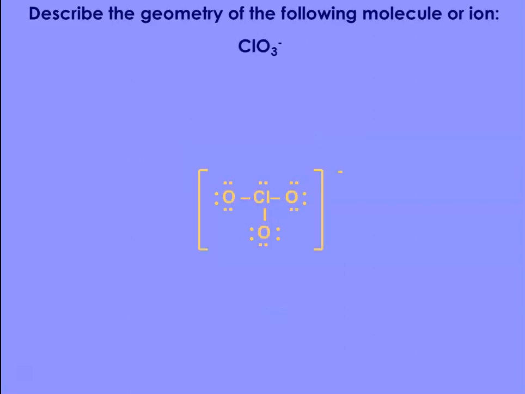With ClO3 minus, you will notice here you have the three areas of electrons between Cl and each of the O's, and you also have another lone electron pair. Lone electron pairs by definition are polar.